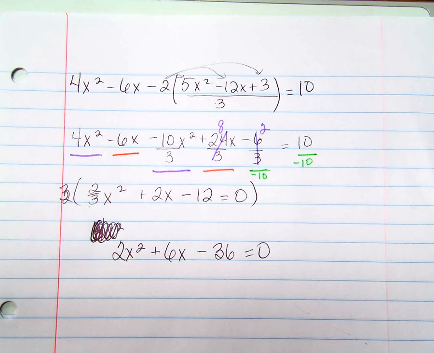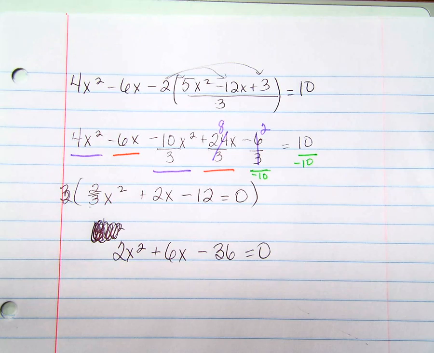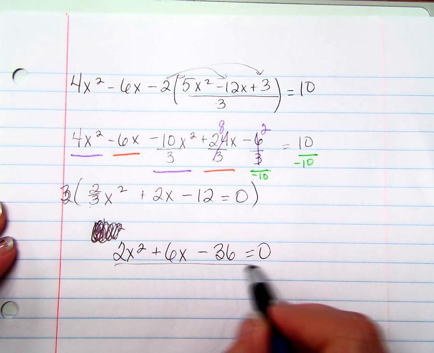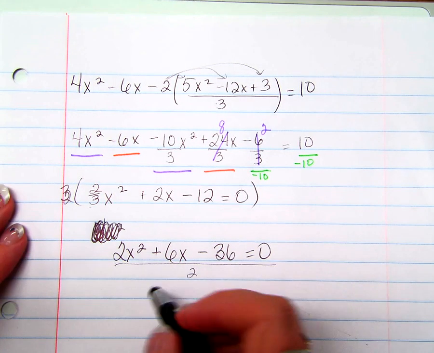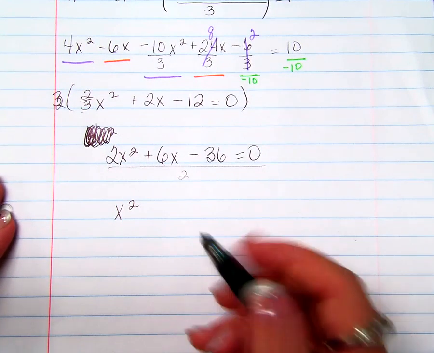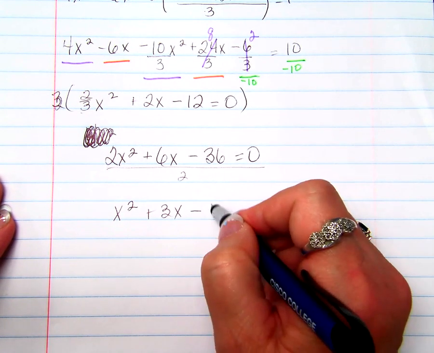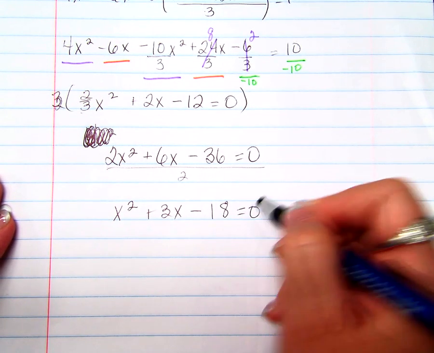Because all three of those are divisible by 2, right? So not only did we get rid of our fraction, we also made the problem simpler for ourselves. Okay? So if I divide everything here by 2, what do I end up with? X squared plus 3x minus 18 equals 0.